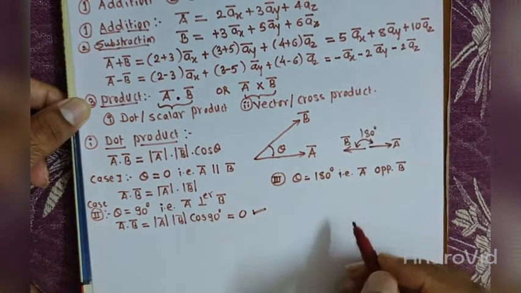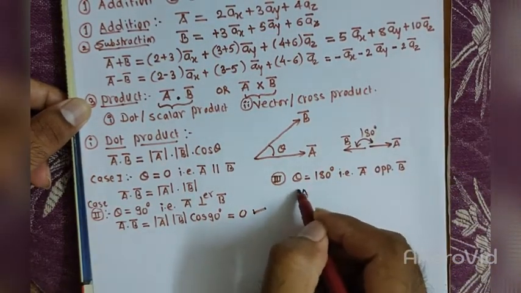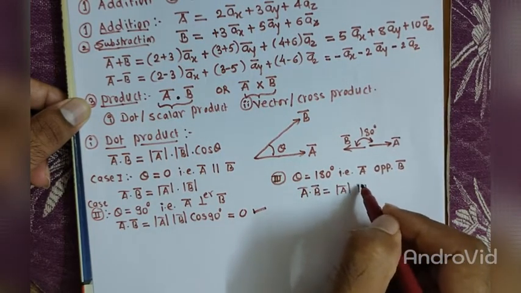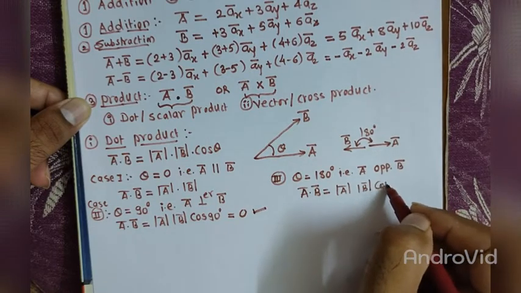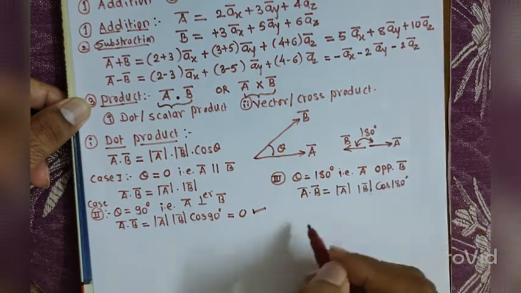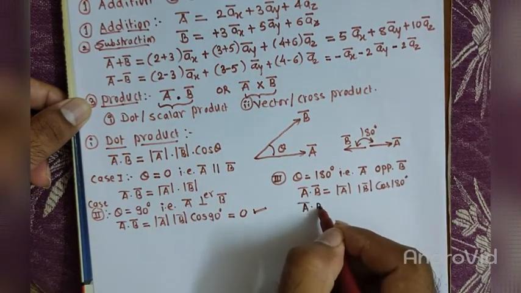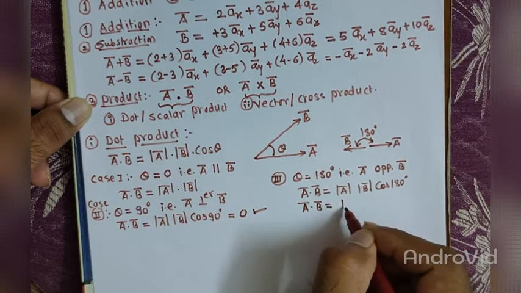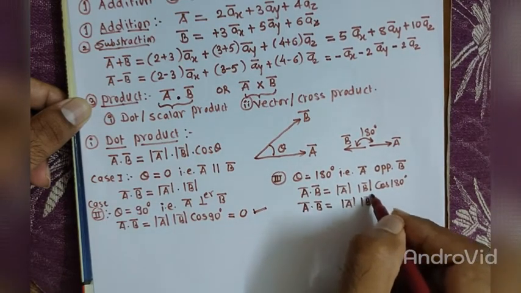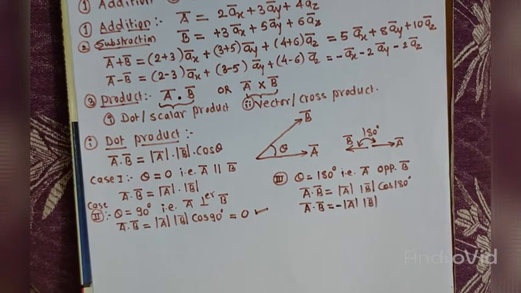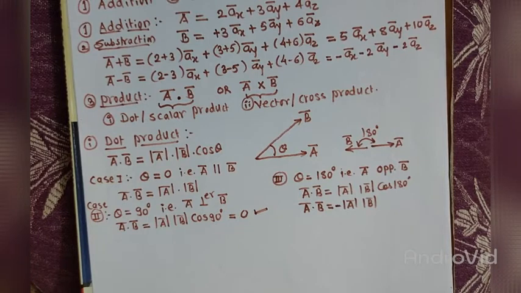So when A bar and B bar are opposite to each other, then the dot product between these two is mod of A bar mod of B bar and cos of angle 180. So cos pi means what? Cos 180 is minus 1. Therefore A bar dotted with B bar is equal to mod of A bar mod of B bar cos 180, and cos 180 is minus 1. So A dot B is equal to minus mod of A into mod of B. So these three cases you must need to know. So this is all about the dot product.